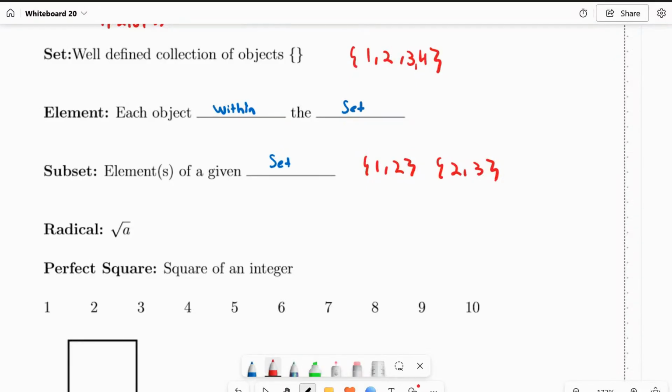So I know in the last video we talked a little bit about squaring. So the opposite of squaring is a radical.